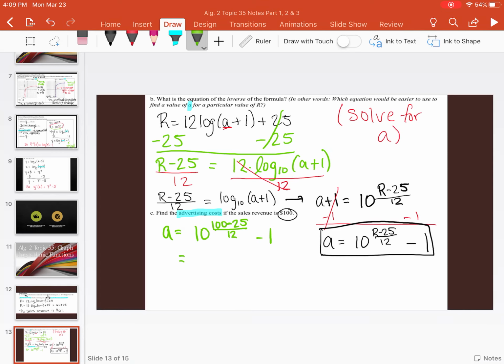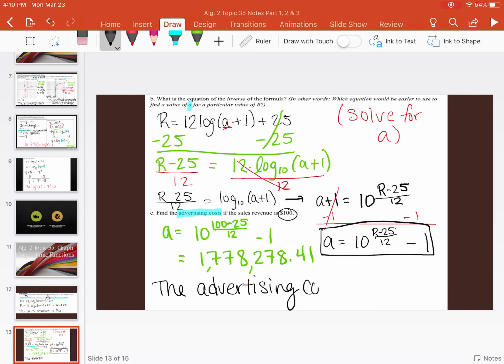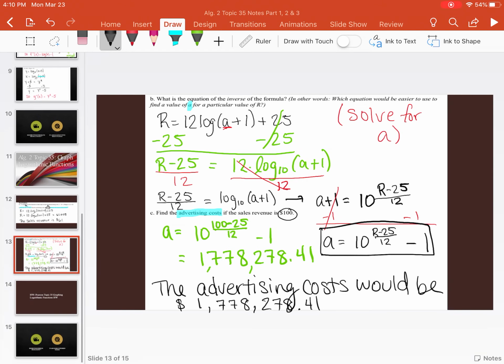So I will get A is 1778278.41. So if I want to write my complete sentence, then I would say the advertising cost would be $1,778,278.41. Whoo, holy cow. I can't whistle, but if I could whistle, I would.